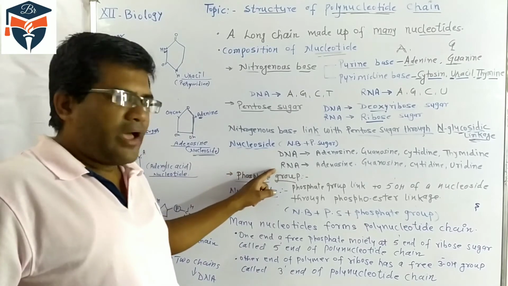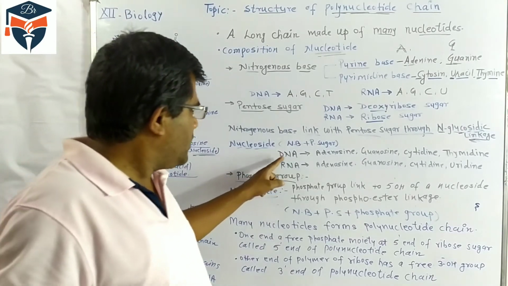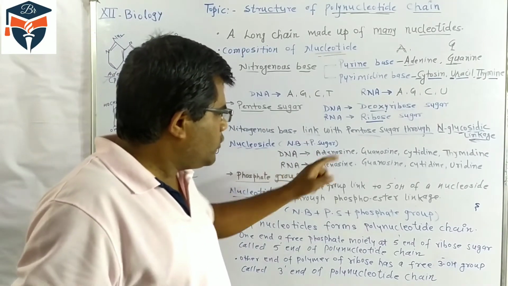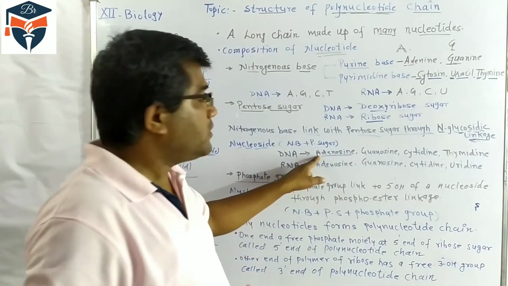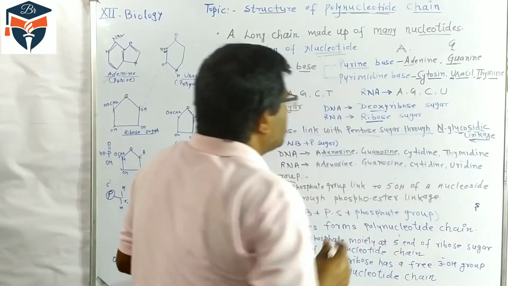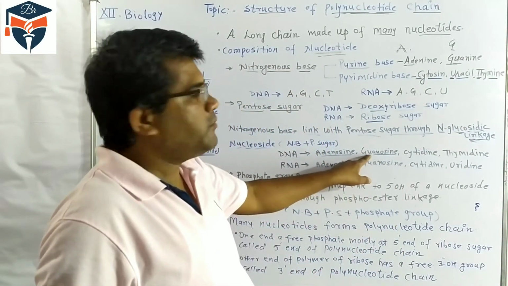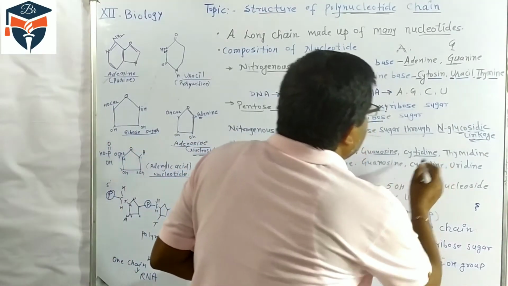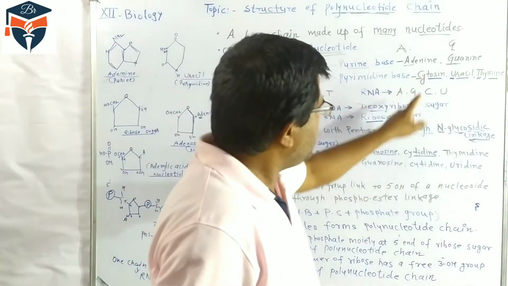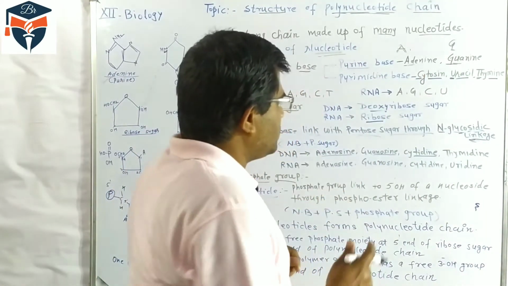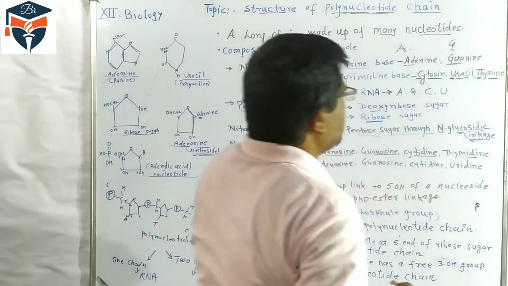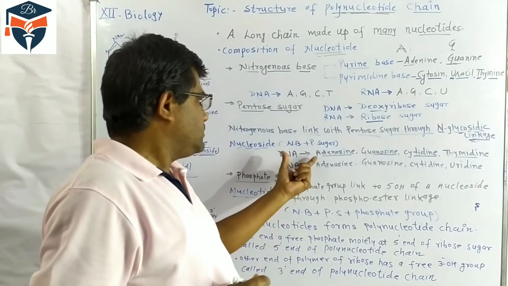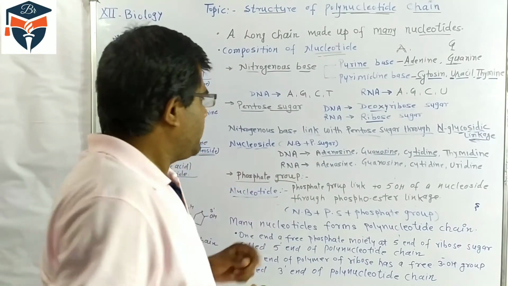Nucleosides of DNA and RNA also differ. In DNA, the nucleosides are adenosine, adenine plus deoxyribose sugar. Guanosine, guanine plus deoxyribose sugar. Cytidine, cytosine plus deoxyribose sugar. Thymidine, thymine plus deoxyribose sugar. So these are the nucleosides of DNA.